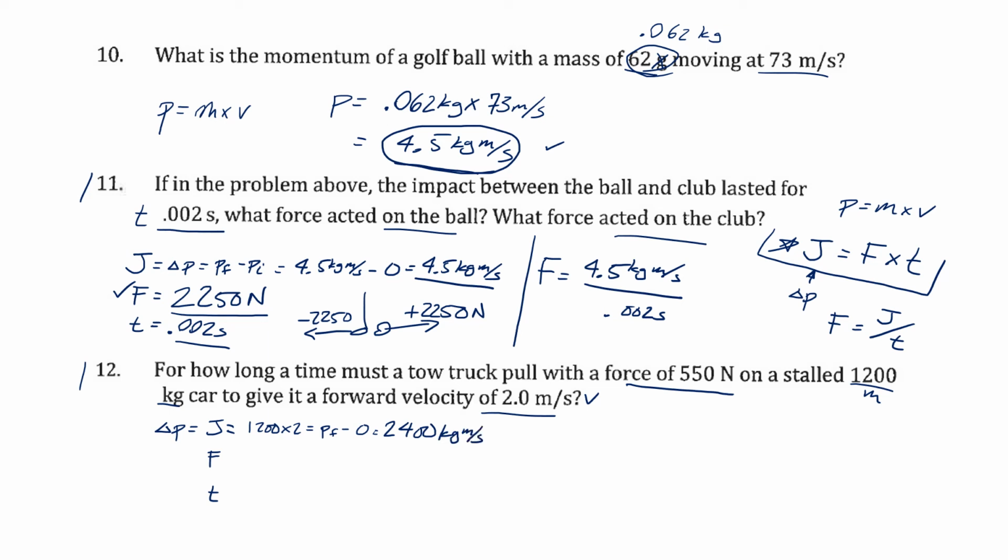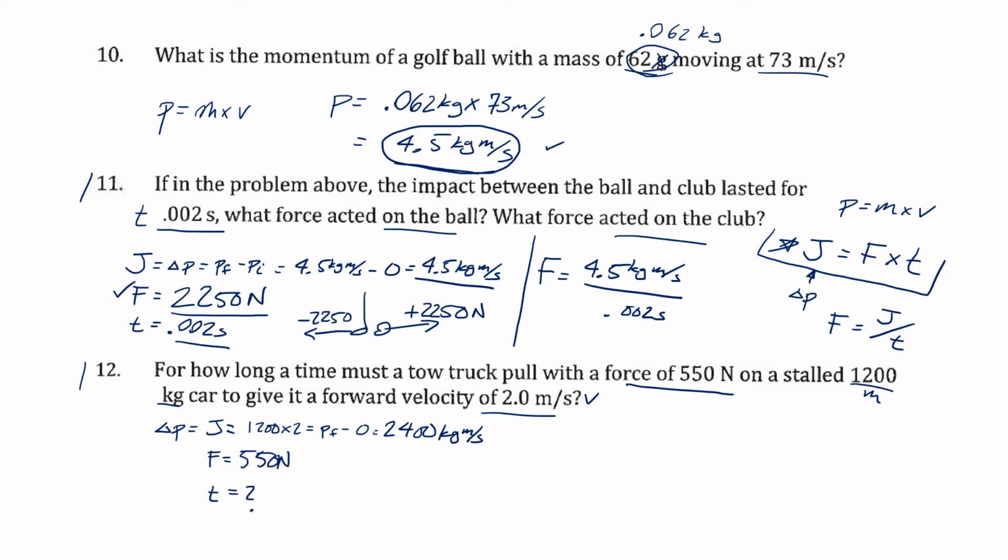See what I did there? I just found the change in momentum, and we assumed that the car started with 0 momentum and went to this positive momentum of 2,400 kilogram meters a second. So that's our J, that's our impulse. We don't know the force. Oh, we do know the force. It's 550 newtons, and we don't know the time.